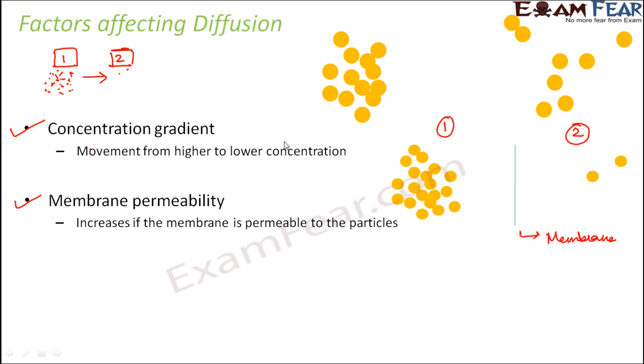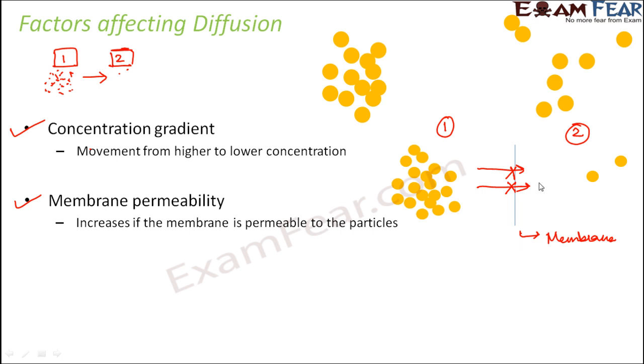Now let us suppose here you have region 1 with a high concentration of a particle, say, a particular gas. Here the concentration is less. As per the concept of diffusion, the diffusion should take place in this direction. But now let us suppose the type of membrane present between the two regions doesn't allow this particular gas to pass through it. So in that case, what will happen? The rate of diffusion will decrease.